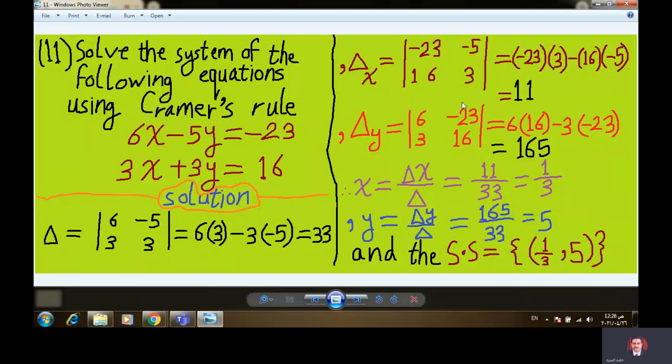All of this determinant equal what? By using the rules of expanding, 6 times 16 minus 3 times negative 23. As you see here, all of this equal 165.